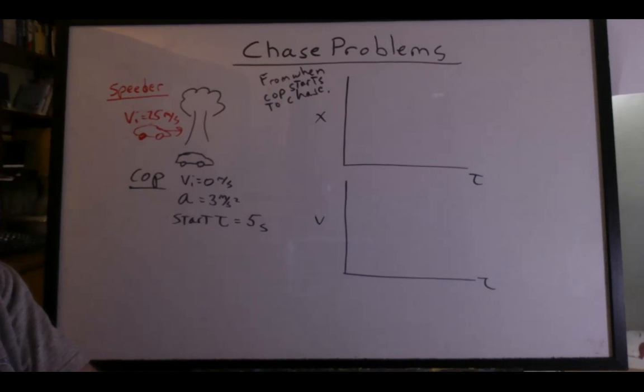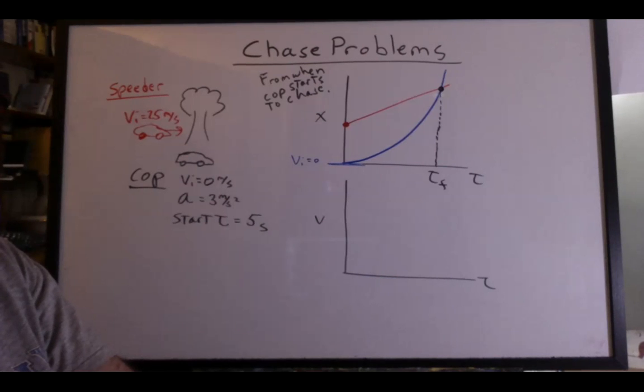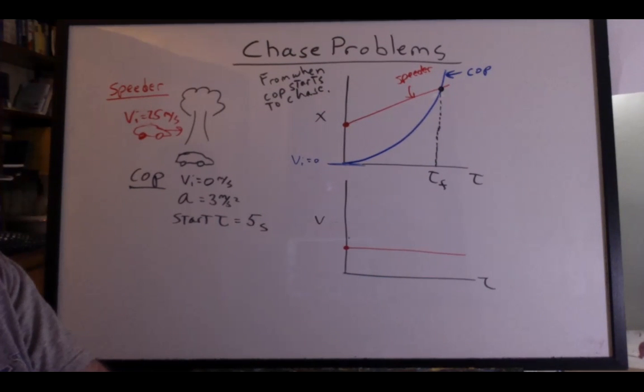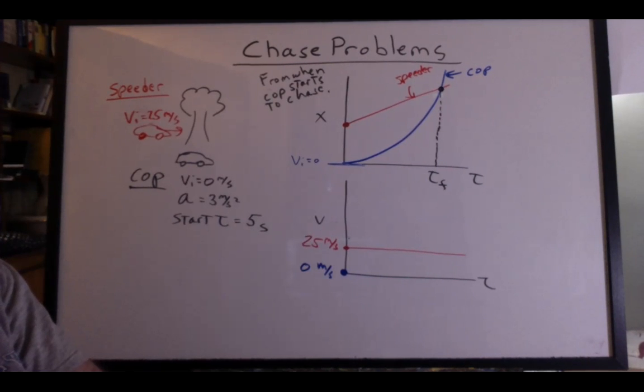I'm going to do the graphs first from when the cop starts the chase. When the cop starts, the speeder is already 125 meters down the road, moving forward at a constant velocity. The cop chases from an initial velocity of 0, so the initial slope should be 0. And that's where the catch occurs. Make sure you label each. The speeder is traveling at a constant 25 meters per second. The cop starts from rest.